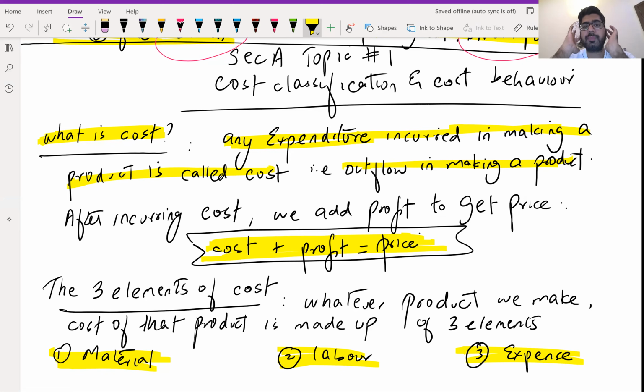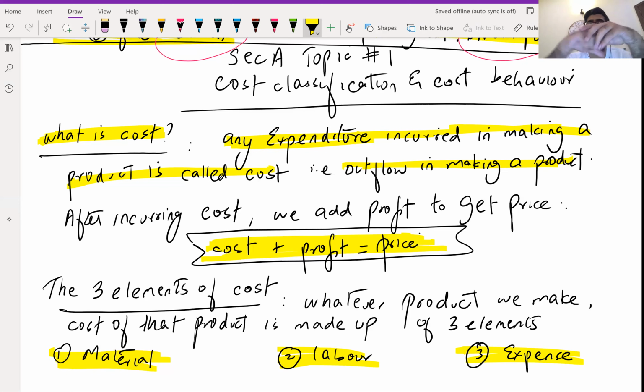Consider a pizza shop. A shop makes pizzas and sells to customers. So if you're making a pizza, does it get manufactured for free? No. There is some expenditure incurred in making a pizza. That is called cost. Let's suppose you spend $20 in making a pizza. That is outflow, that is cost.